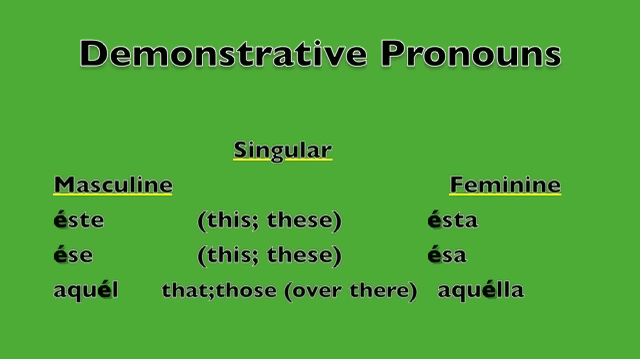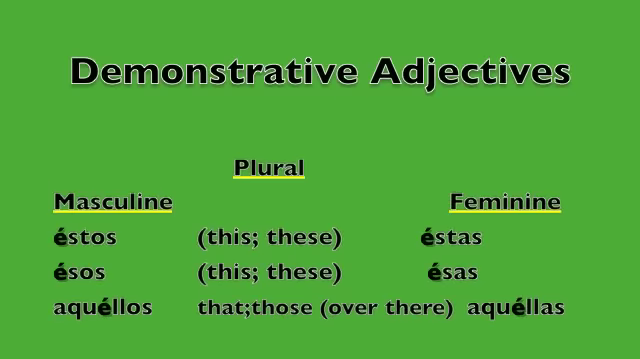Okay, let's look at the demonstrative pronouns. These are the singular ones, and if you notice, the only thing different is that they all have accents on them. And the accents let us emphasize this, that, these, and those over there. And that's all there is to it. Now let's look at the plural demonstrative pronouns. Notice how they're all the same thing, except they all have accents on them. The reason why they have accents on them is just to show emphasis on this, these, that, and those over there.